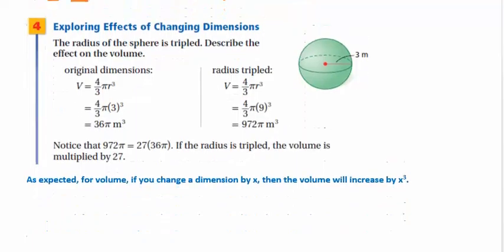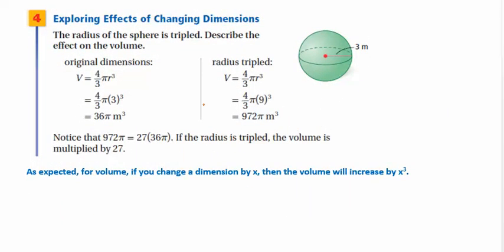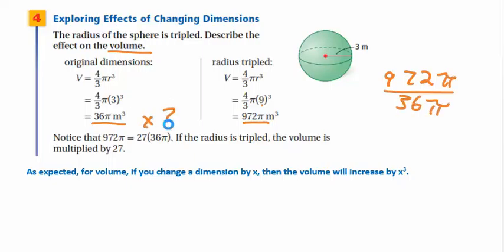All right, and then exploring the effects of changing dimension. Here's an example, the effect on the volume. The original dimensions are when the radius is 3, and they solved this and got 36 pi. Then they tripled the radius, so now the radius would be 9, and they got 972 pi. If we take 972 pi and divide it by 36 pi, we'll see how much we multiplied this by. The pi's cancel, and you can use your calculator and divide that, and you'll see it's 27. The original times 27 will equal our new.